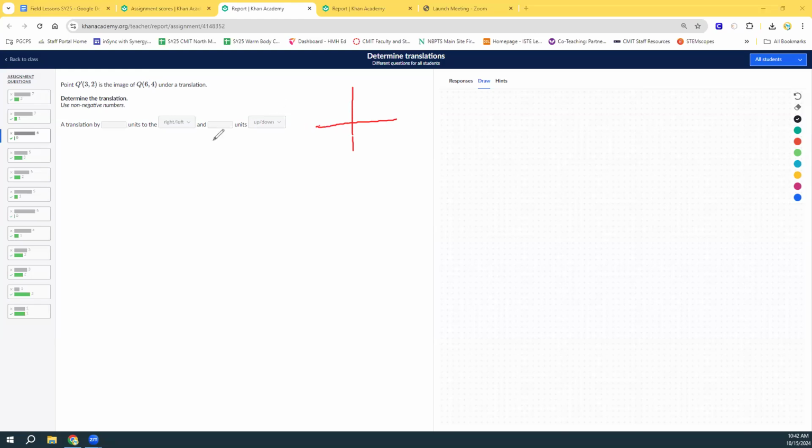So Q is at 6, 4. 1, 2, 3, 4, 5, 6. 1, 2, 3, 4. So Q would be right here. So I draw that, and I know that this is the pre-image. And Q prime is 3, 2. So it's going to go over 1, 2, 3, 1, 2. This is important because it helps us know the direction.